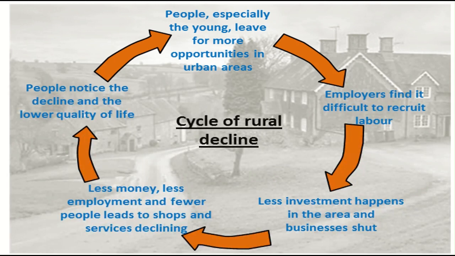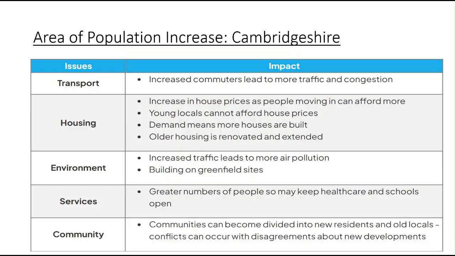And then secondly, is looking at rural decline. Now, a cycle of rural decline is very similar to a cycle of poverty. And the idea is in some parts of the UK, people are leaving for more opportunities in urban areas. If we're in a rural area, employers might find it difficult to recruit labour. Less investment happens in the area and businesses shut. There's less money, less employment, and fewer shops. People notice the decline and the lower quality of life, and so they leave for urban areas. And this cycle continues and continues and continues.